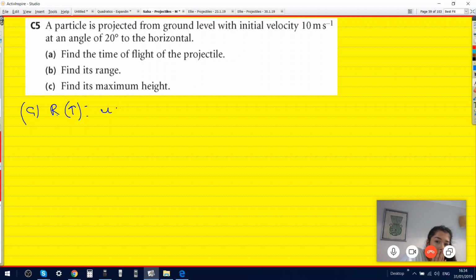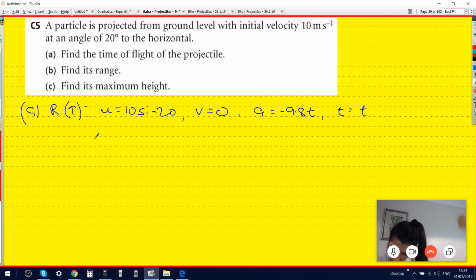Find the time of flight of the projectile. I always forget how we do this. So, what was 10 sine 20? So t is either going to equal 0, classic, or t is going to equal 10 sine 20 over 4.9. Oh, that doesn't look like a nice number. I got 0.698.